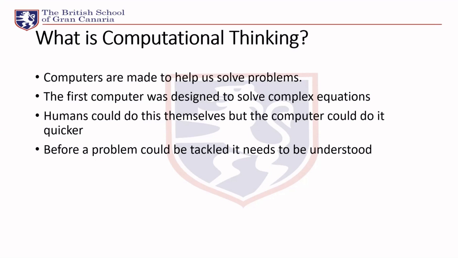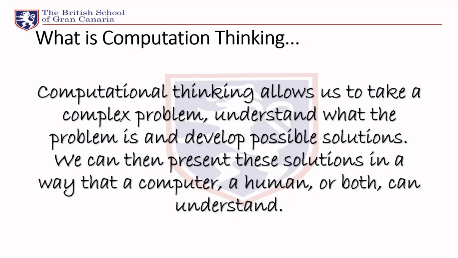Before the problem can be tackled, it needs to be understood. If you don't understand how to solve the problem, you can't tackle it. Computational thinking allows us to take a complex problem, understand what it is, and develop possible solutions, so then we can present these solutions in a way that a computer, a human, or both can understand.